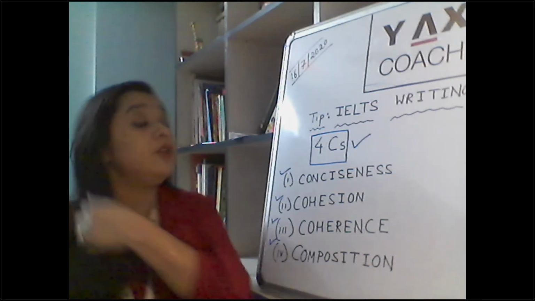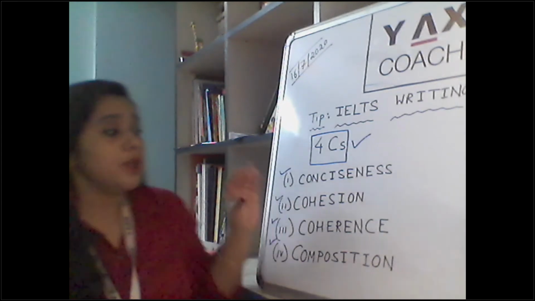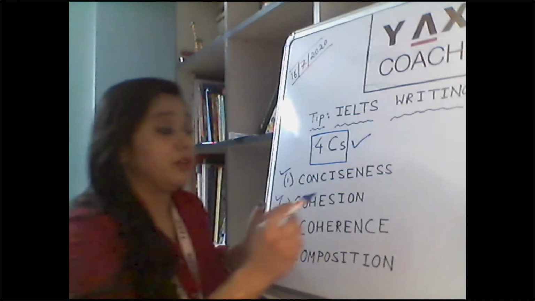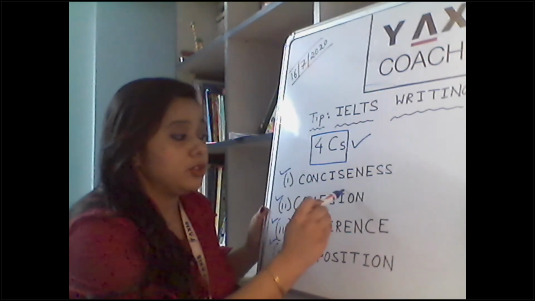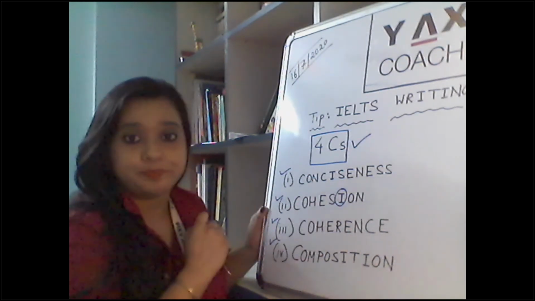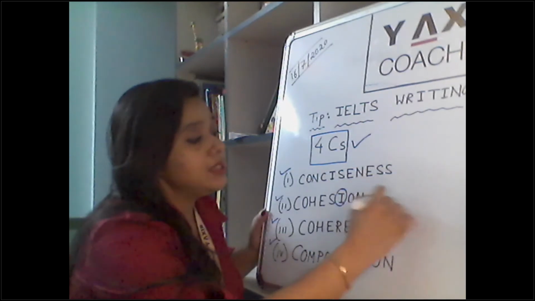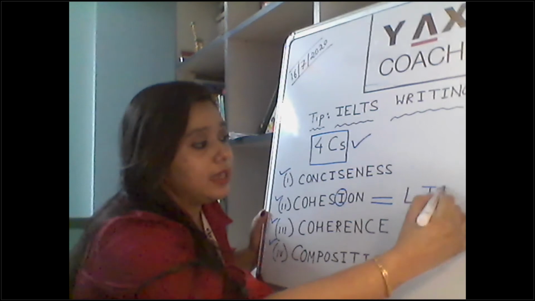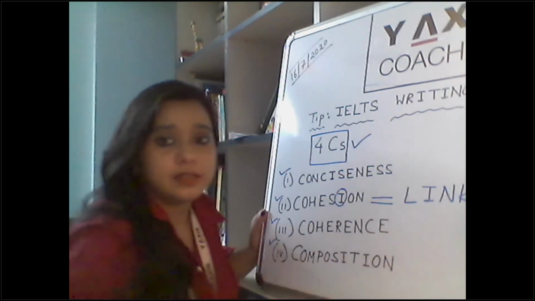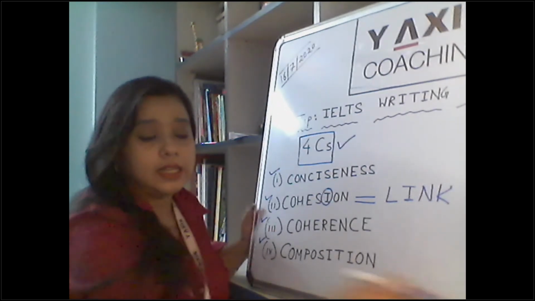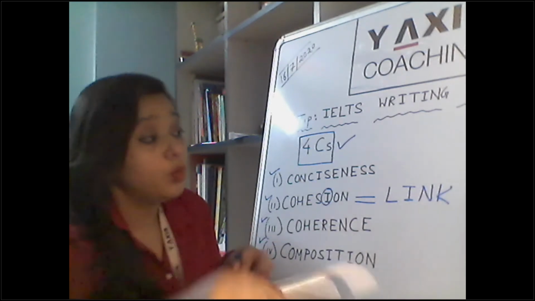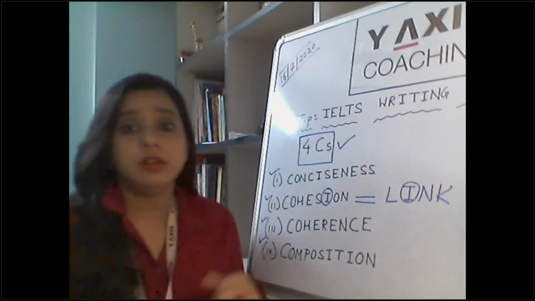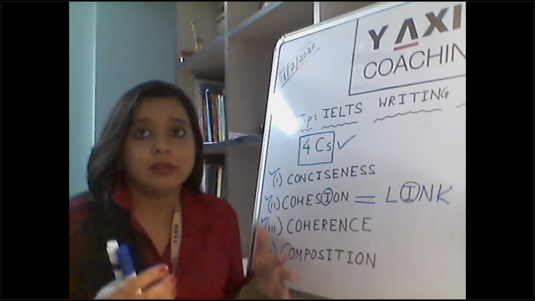So what is the meaning of cohesion? In order to help you remember the meaning of the word cohesion, let me teach you a trick. In the word cohesion, you can see the letter I. Now, I'm writing another word for you, link, L-I-N-K. See, the word link also has the letter I. So cohesion means to link, right?